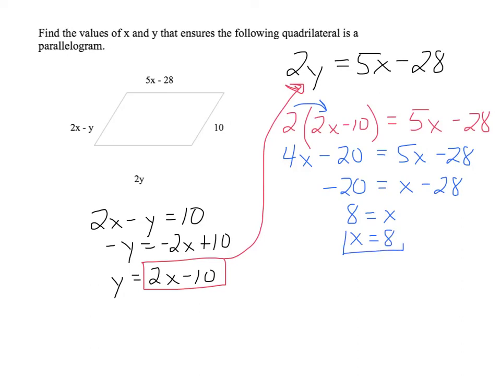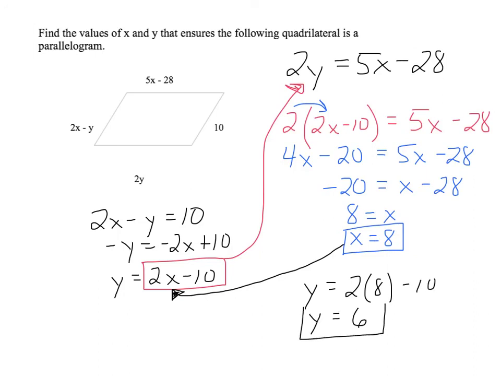Now that I have what my x is, I can also find out what my y is by throwing it back into the equation that I solved for y. So y would equal 2 times 8 minus 10, which means y would equal 16 minus 10, or y would equal 6. And that's all I have to do.